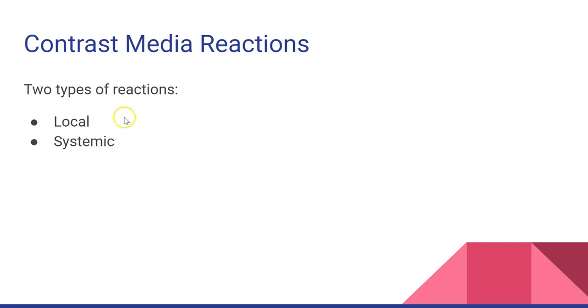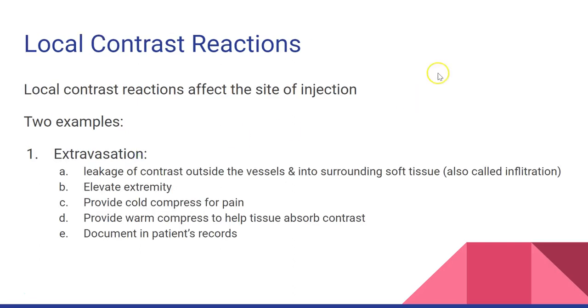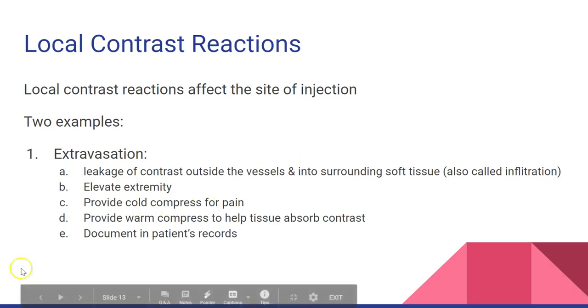And you can kind of tell from the name what is going to be affected in these two types of reactions. But let's look in more detail. So first, let's talk about local contrast reactions. They affect the site of injection. Normally, we're injecting in the antecubital region, so that's the anterior elbow region of the arm. The first example of local contrast reaction is known as extravasation. And extravasation is the leakage of contrast outside the vessel into the surrounding soft tissues.